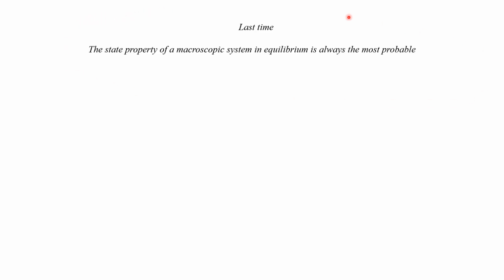Okay, so last time we made sense of this funny principle, which states that the state property of a macroscopic system in equilibrium is always the most probable. And we learned that this principle is true because in a macroscopic system, there are so many more states having the most probable property than any other property that it is virtually guaranteed that the system will indeed have the most probable property.